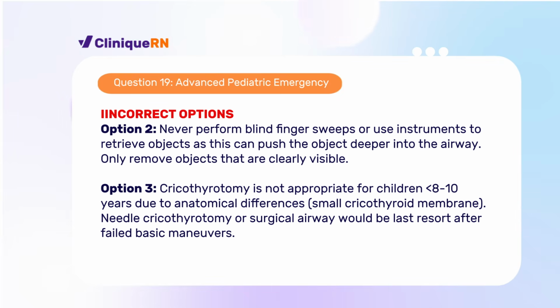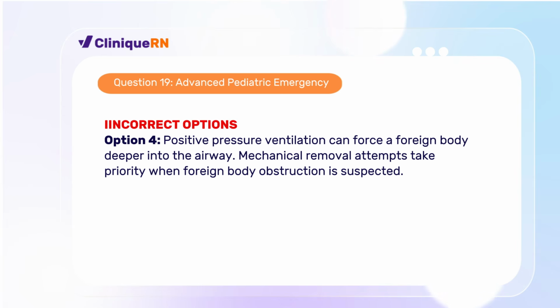Why are other options incorrect? Option 2. Never perform blind finger sweeps or use instruments to retrieve objects, as this can push the object deeper into the airway. Only remove objects that are clearly visible. Option 3. Cricothyrotomy is not appropriate for children less than 8 to 10 years due to anatomical differences and small cricothyroid membrane. Needle cricothyrotomy or surgical airway would be the last resort after failed basic maneuvers. Option 4. Positive pressure ventilation can force a foreign body deeper into the airway. Mechanical removal attempts take priority when foreign body obstruction is suspected.